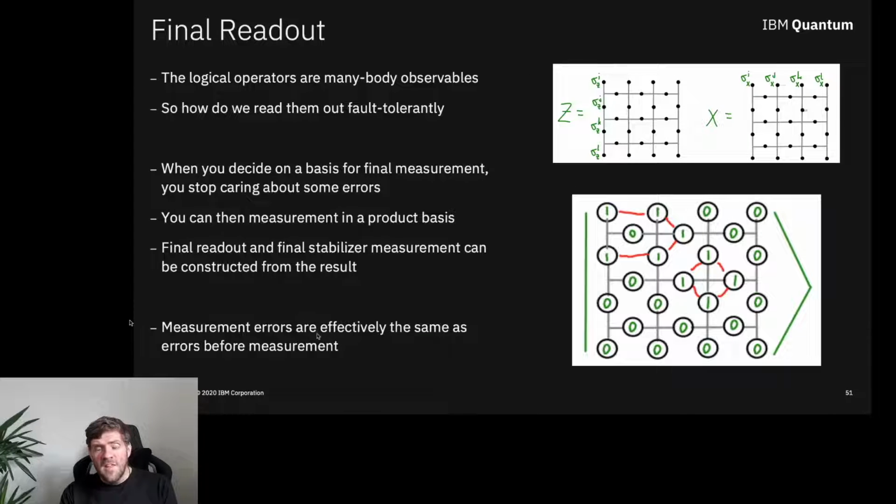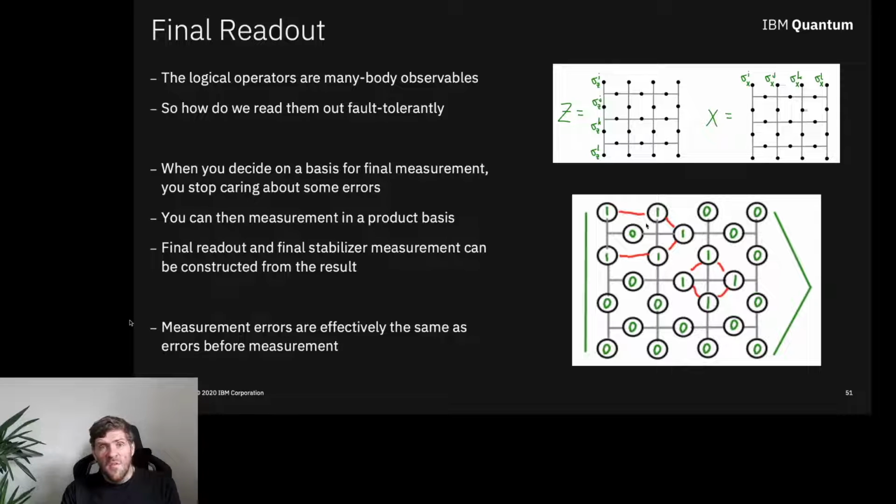Also, how do you make the readout at the end when you want to get your logical 0 or 1 out? Well, we would need to do this fault tolerantly. If you were to measure your logical qubit in the logical Z basis, what you can do is just measure all of your code qubits. And you don't care that that collapses the superposition and destroys the entanglement, because this is the moment of readout. You're just getting the 0 and 1.